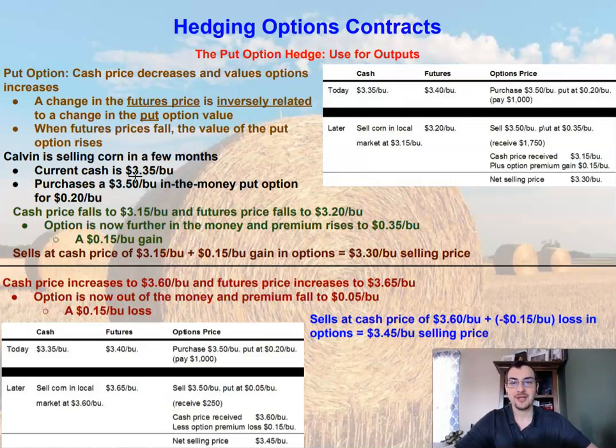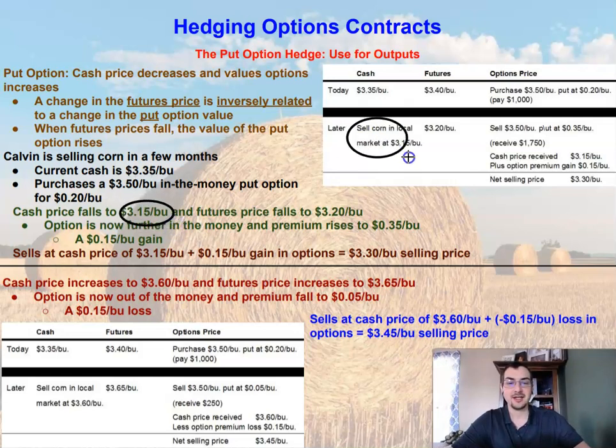So what happens if cash prices fall? Because that's what we're worried about here, right? We're worried about cash prices and futures prices falling in this particular example because we're selling that commodity. So the cash price falls to $3.15.